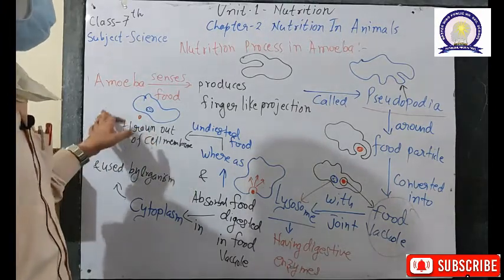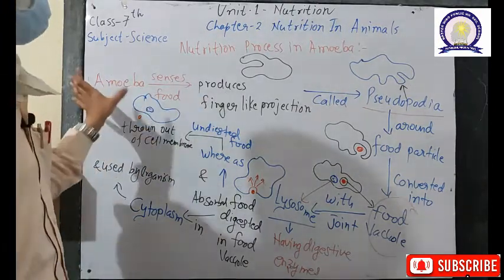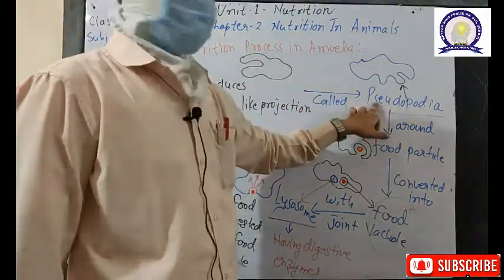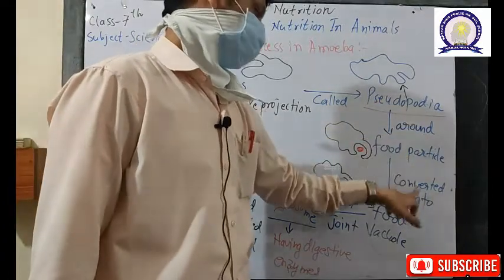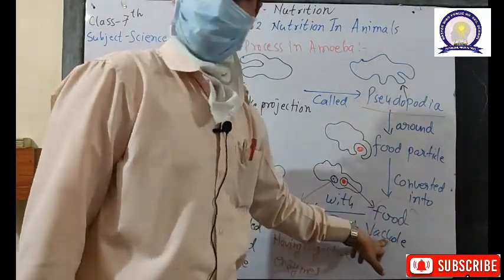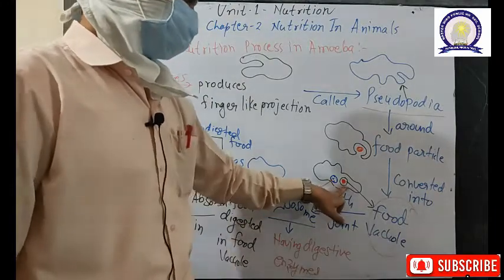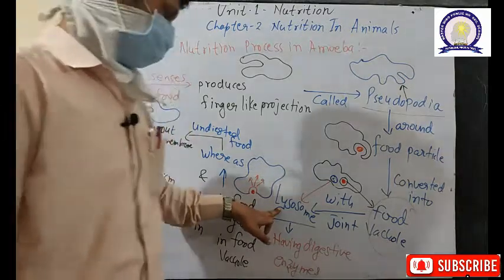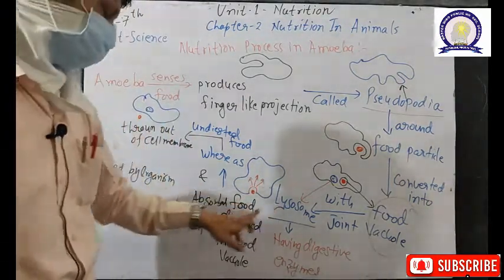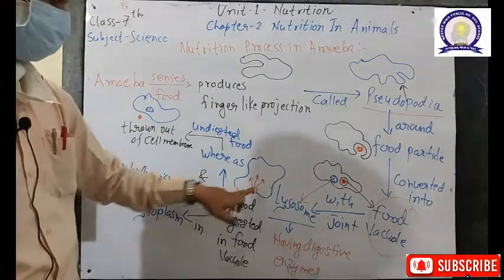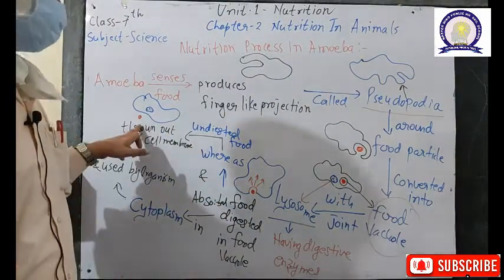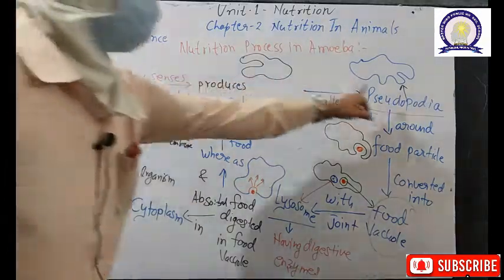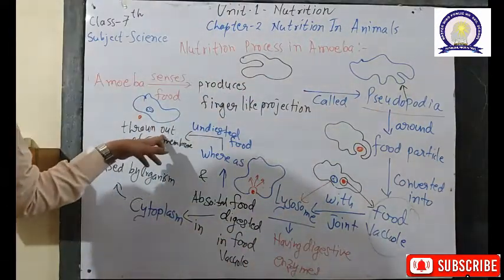So here is the complete process of nutrition in the amoeba. Firstly, it senses the food and produces finger-like projections called pseudopodia. It makes them around the food particle and converts it into a food vacuole inside the cytoplasm, and the food vacuole comes in contact with the lysosome, and the digestion process starts. And when the complete food is digested, it is absorbed inside the cytoplasm, and the undigested food is thrown out through the cell membrane of the amoeba. So here is the whole process. Cyclically I have shown the nutrition in the amoeba.